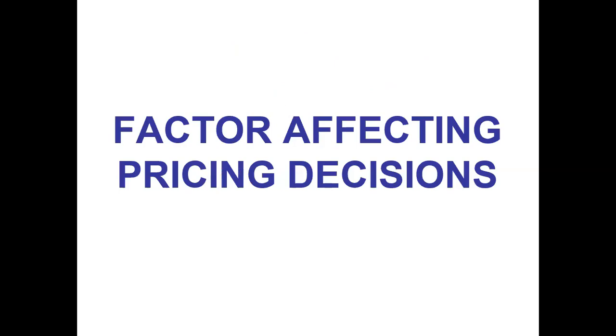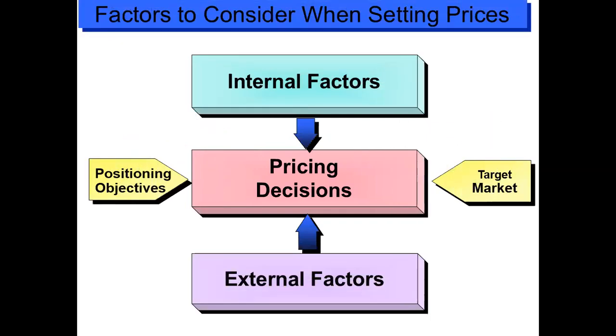Now, in the next section, we will talk about the various factors that affect the pricing decision. Pricing decisions are largely affected by two major factors, internal and external factors. There are some other factors, that is the target market and the positioning objective. But majorly, we will only talk about the two major factors, the internal factor and the external factor.